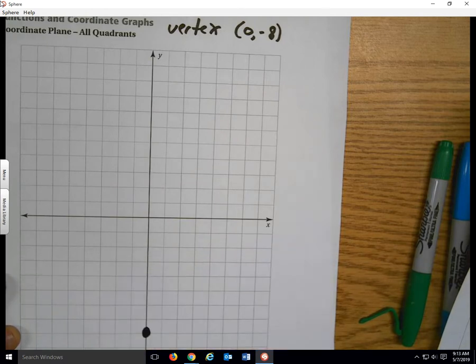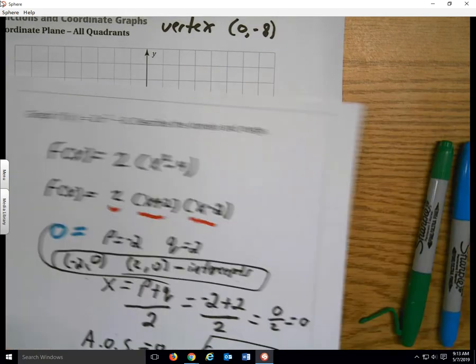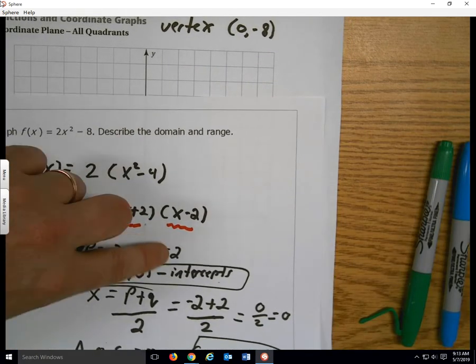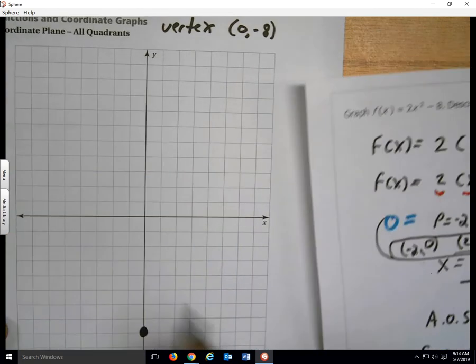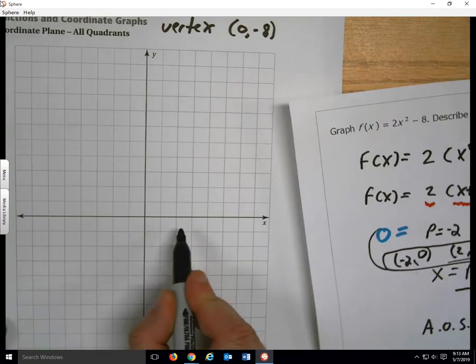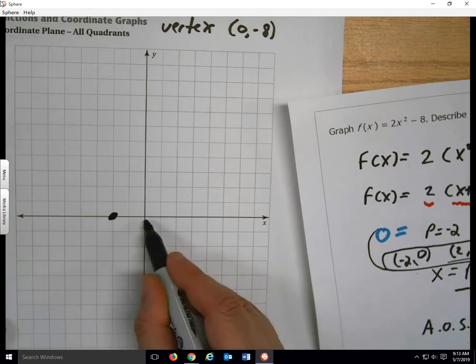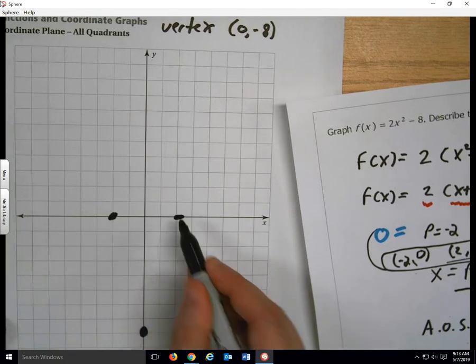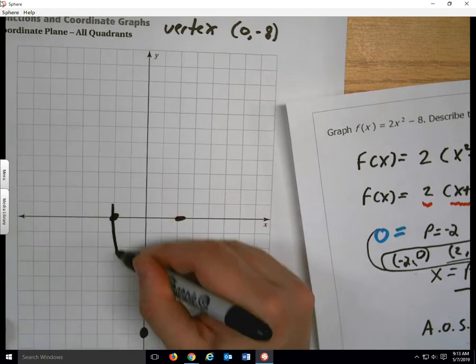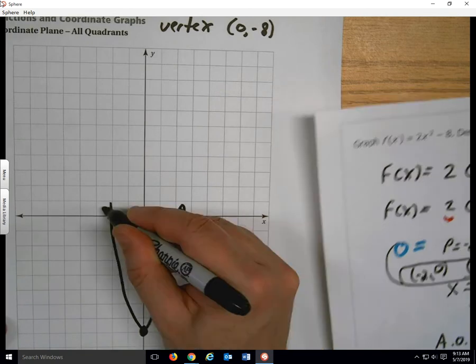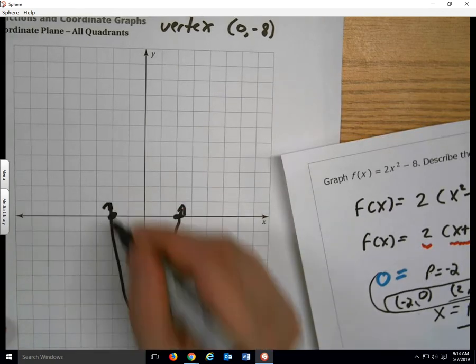And now we need the intercepts. They're just the opposite of these, right? So it's a negative 2 and a 2. Remember, the intercepts are going to go on this axis here, so it's a negative 2 and a positive 2. 1, 2. And we quickly have a parabola. All we needed was those 3 points.